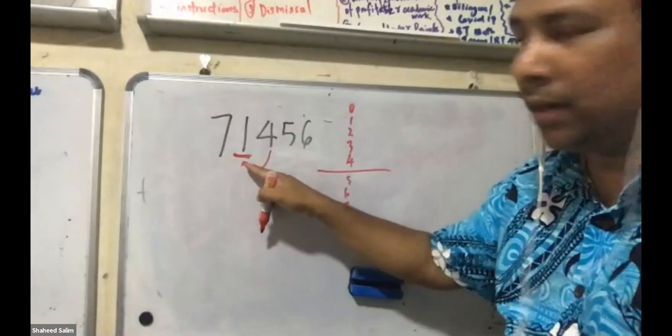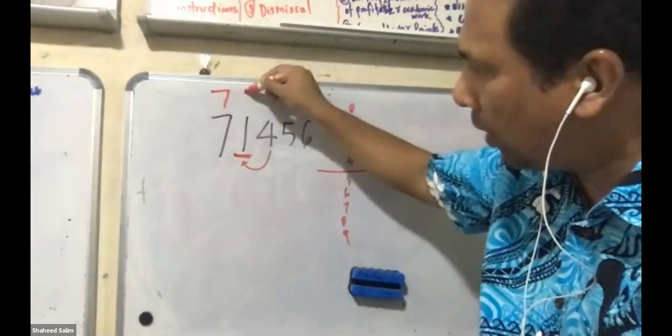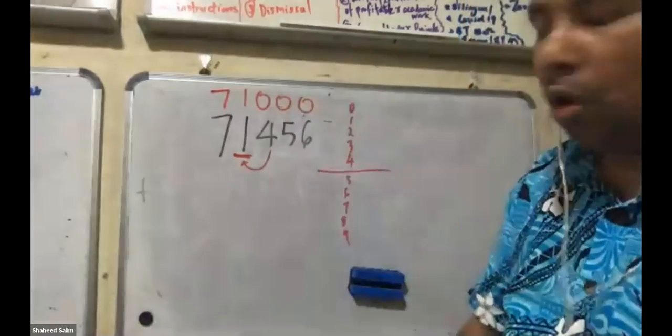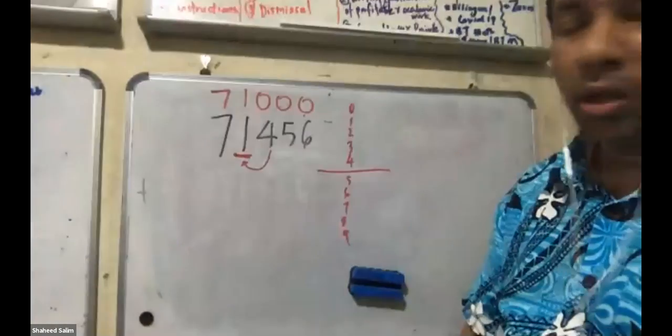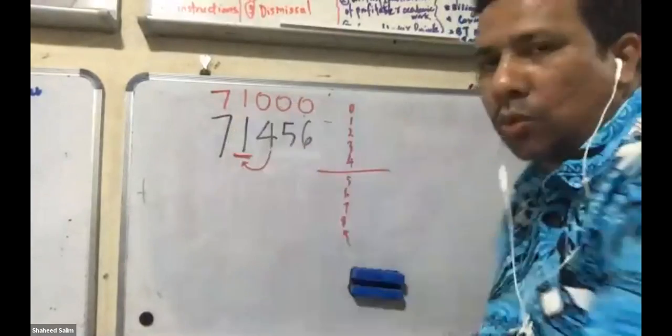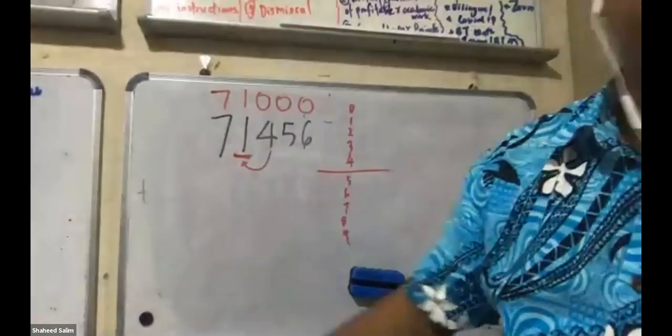Don't add 1, right? Don't add 1. So it'll be 7, 1, 0, 0, 0. All the rest will be 0. Once you have rounded to the nearest 1,000, all the rest will be 0.